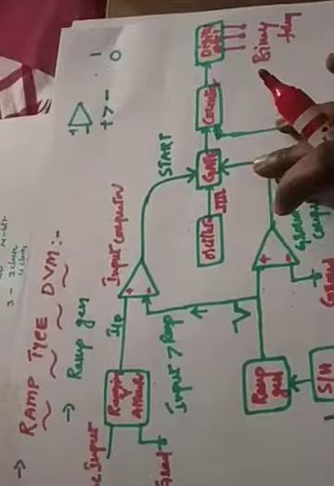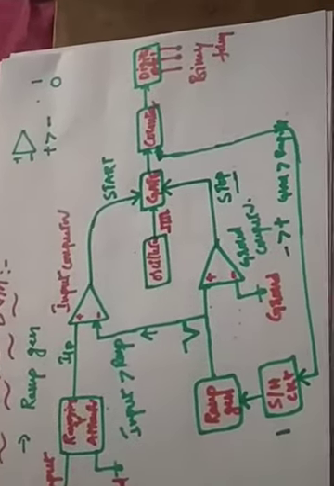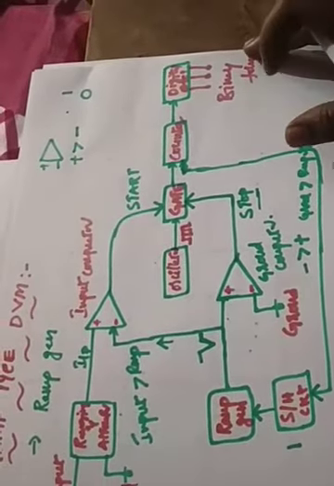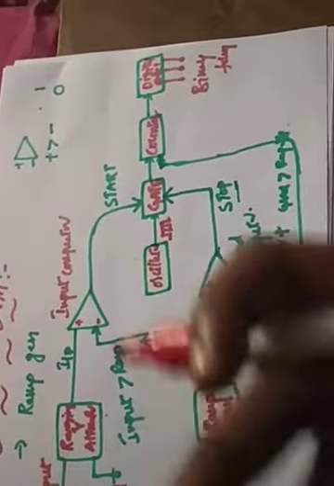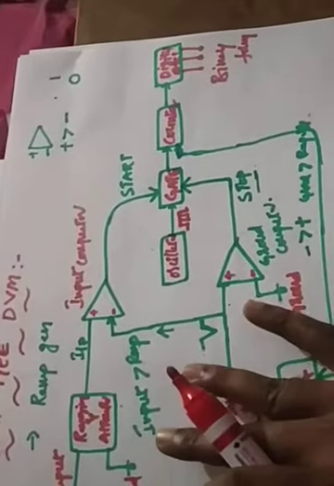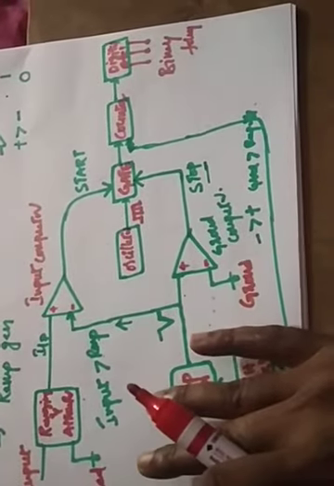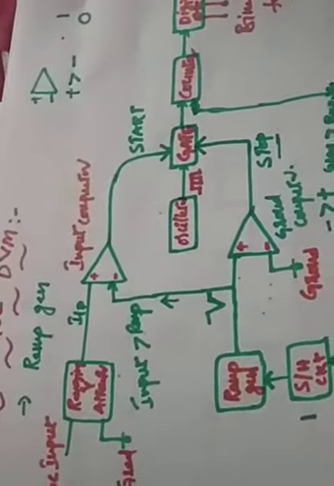In the next session, we are going to discuss the very important dual slope or integrating type digital voltmeter. That is the most accurate instrument among all the digital voltmeters, so that's why it is very important. It is somewhat difficult in operation itself. So we'll see the dual slope integrating DVM in our next session. Thank you very much.